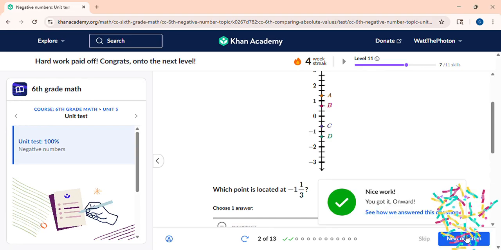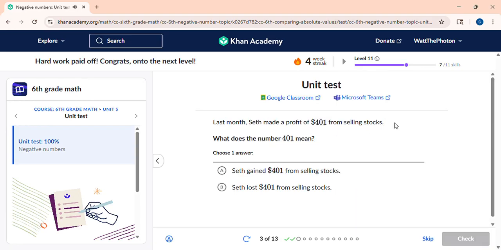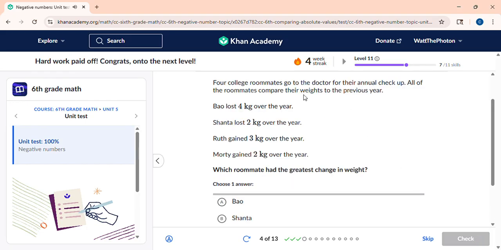There we go. Last month, Seth made a profit of 401 from selling stocks. That's a profit, so it's positive. There we go.